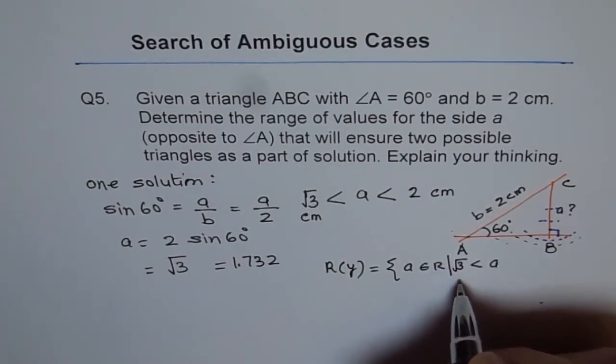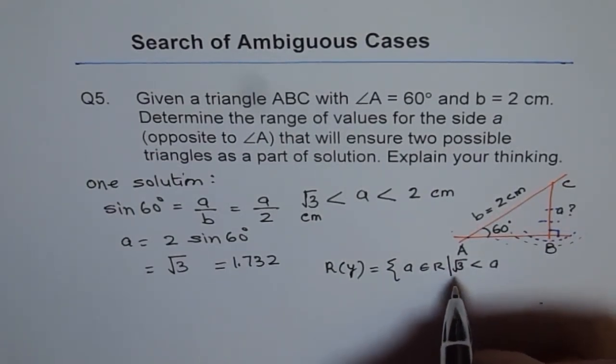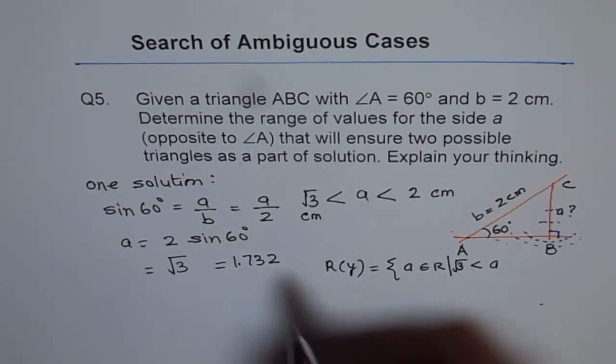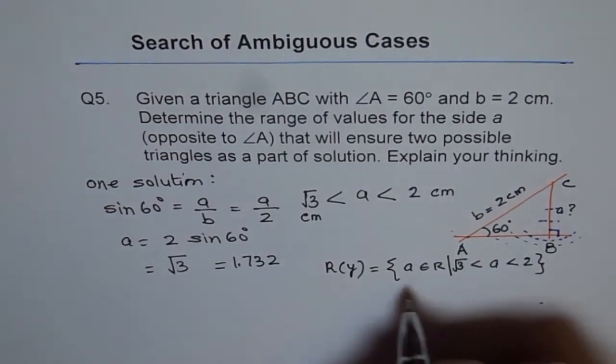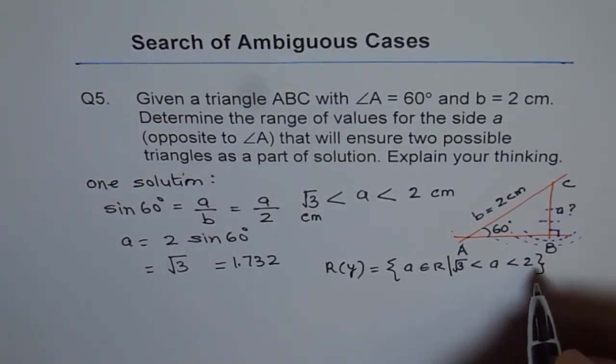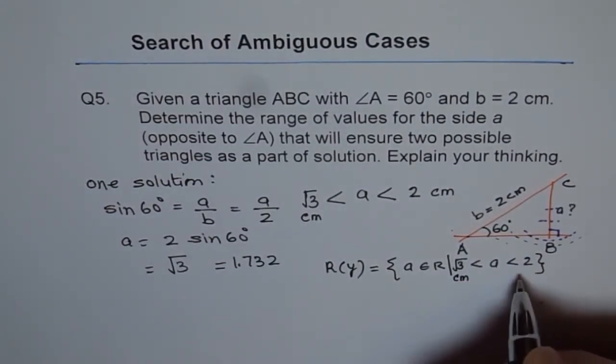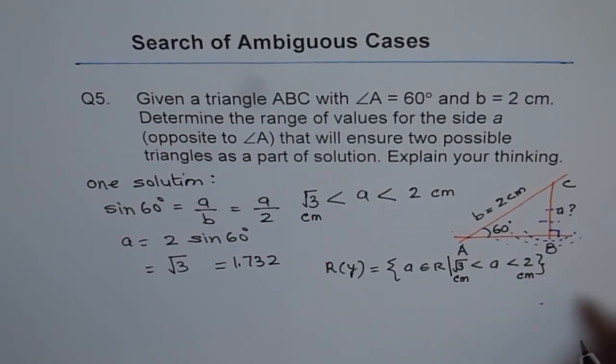That's the exact value, and therefore I'm taking square root of 3. You could write approximately 1.732, but less than 2, right? These units are in centimeters in our case, correct? So that is our answer. I hope you understand. Thank you.